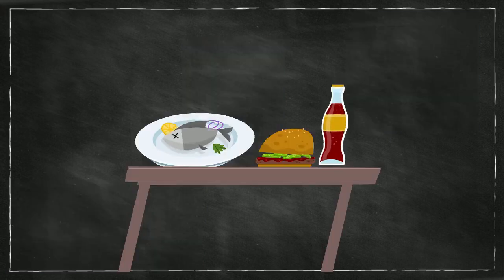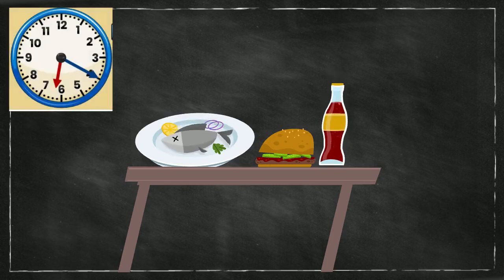Elapsed time is the amount of time that passes from the start of an event till its end. In this example, it is how much time goes from 3:35 p.m. till 6:20 p.m. And of course, an important tool that helps us here is a clock.